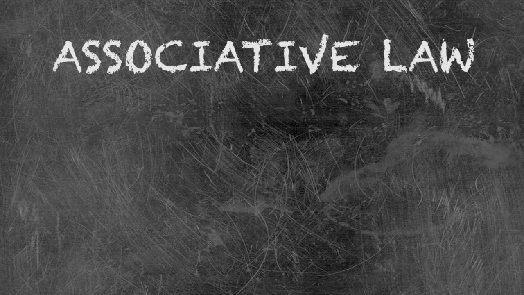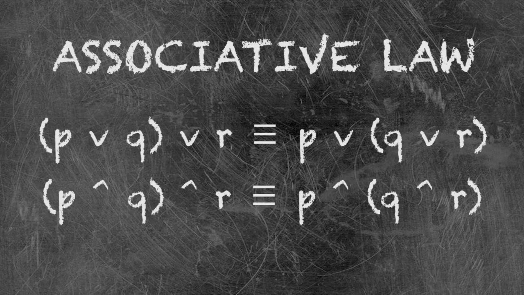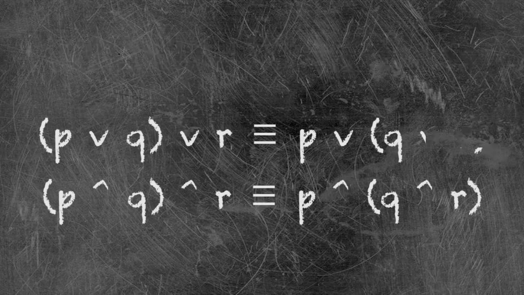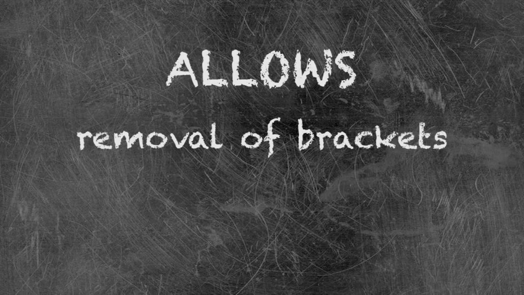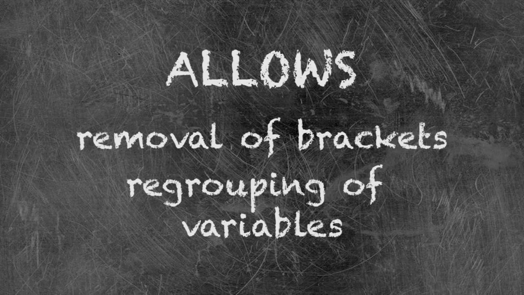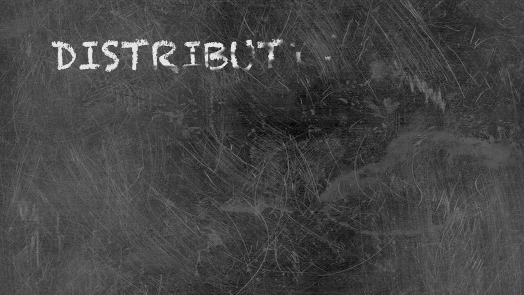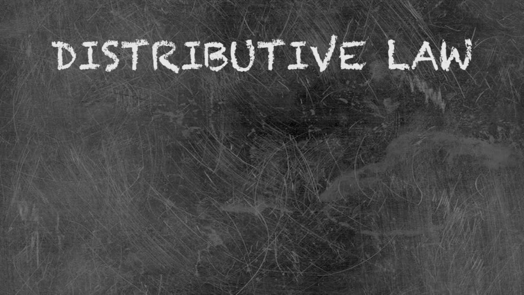The next one is the associative law. You can simply notice this law through the formula given below. Furthermore, the associative law allows the removal of brackets from the expressions and also the regrouping of variables. The seventh law is the distributive law.